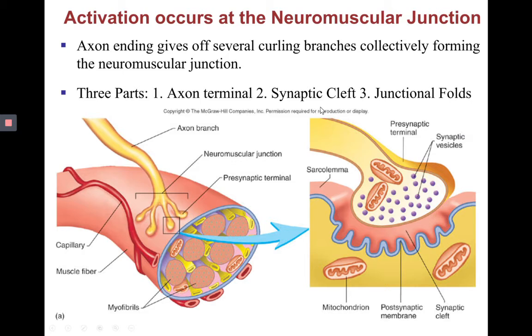So if you're asked to list the 3 parts of a neuromuscular junction, those would be the axon terminal, synaptic cleft, and the junctional folds. You may also put the junctional folds at the end plate or just end plate instead of junctional folds. But these are the 3 parts of the neuromuscular junction.